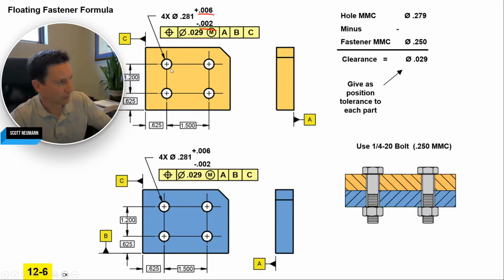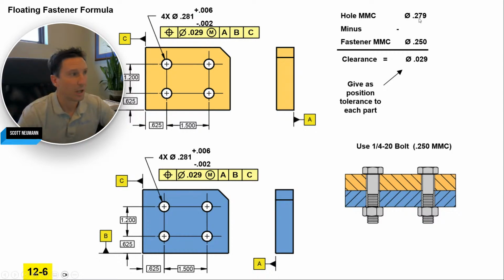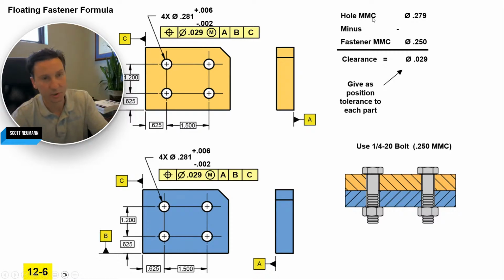Okay, so how do we make sure that these holes aren't off their mark too much before it won't assemble with the other part? We use this formula. The formula is smallest hole, biggest pin. So hole MMC stands for maximum material condition. That's another name for smallest hole. So worst case hole, smallest hole, minus your biggest pin, maximum material condition of the pin. Smallest hole, biggest pin, how much room you got?